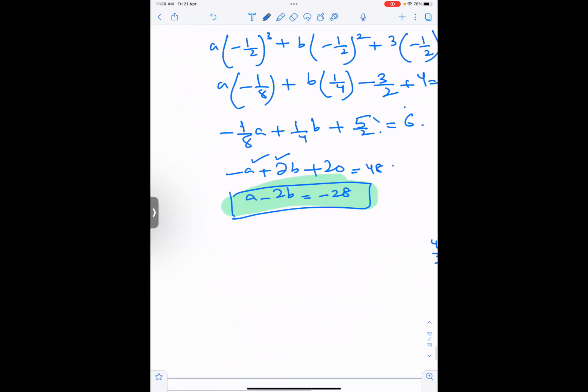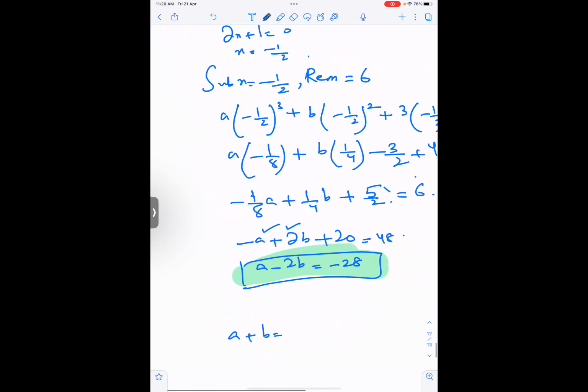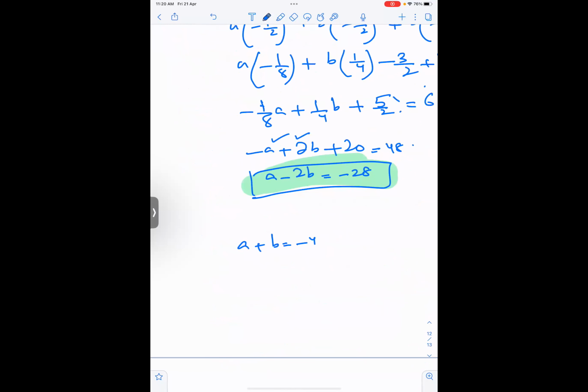So the first equation is a plus b equals minus 4. And the second equation is a minus 2b equals minus 28. I will use the elimination method and I will change the signs and then solve it. This will become 2b plus b is 3b equals 28 minus 4 is 24. So b equals 8.